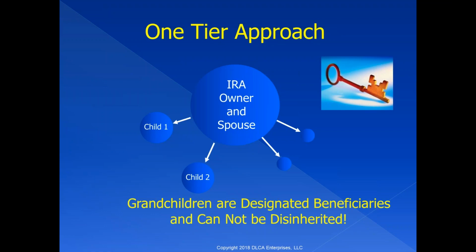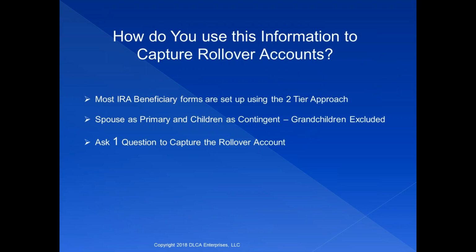Okay, so now you have the information. Let's talk about how you use the information to capture IRA rollover accounts. If you look at most beneficiary forms on qualified accounts, I don't care if it's at the bank, if it's on Wall Street, if it's in a 401k, 403b, IRA, it makes no difference. Almost 100% of them are set up the same way. Spouse is the primary, and the children as contingent, and the grandchildren are excluded.